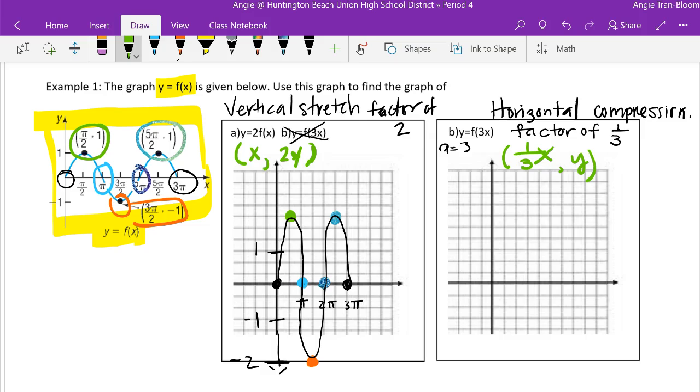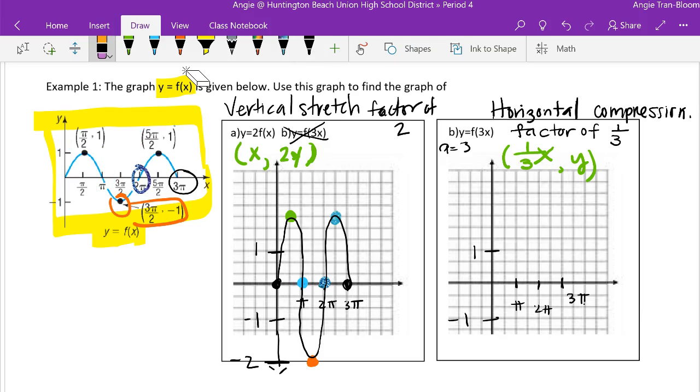Okay. So now I'm going to go in and label my x-axis because it's not by ones, okay? Can I still label the same way? 0, pi, 2 pi, and 3 pi. All right, there you go. I'm still going to go up by 1 here and then -1 here. I just have to label all of it. If it's not by 1, you have to label it. Okay, so here we go.